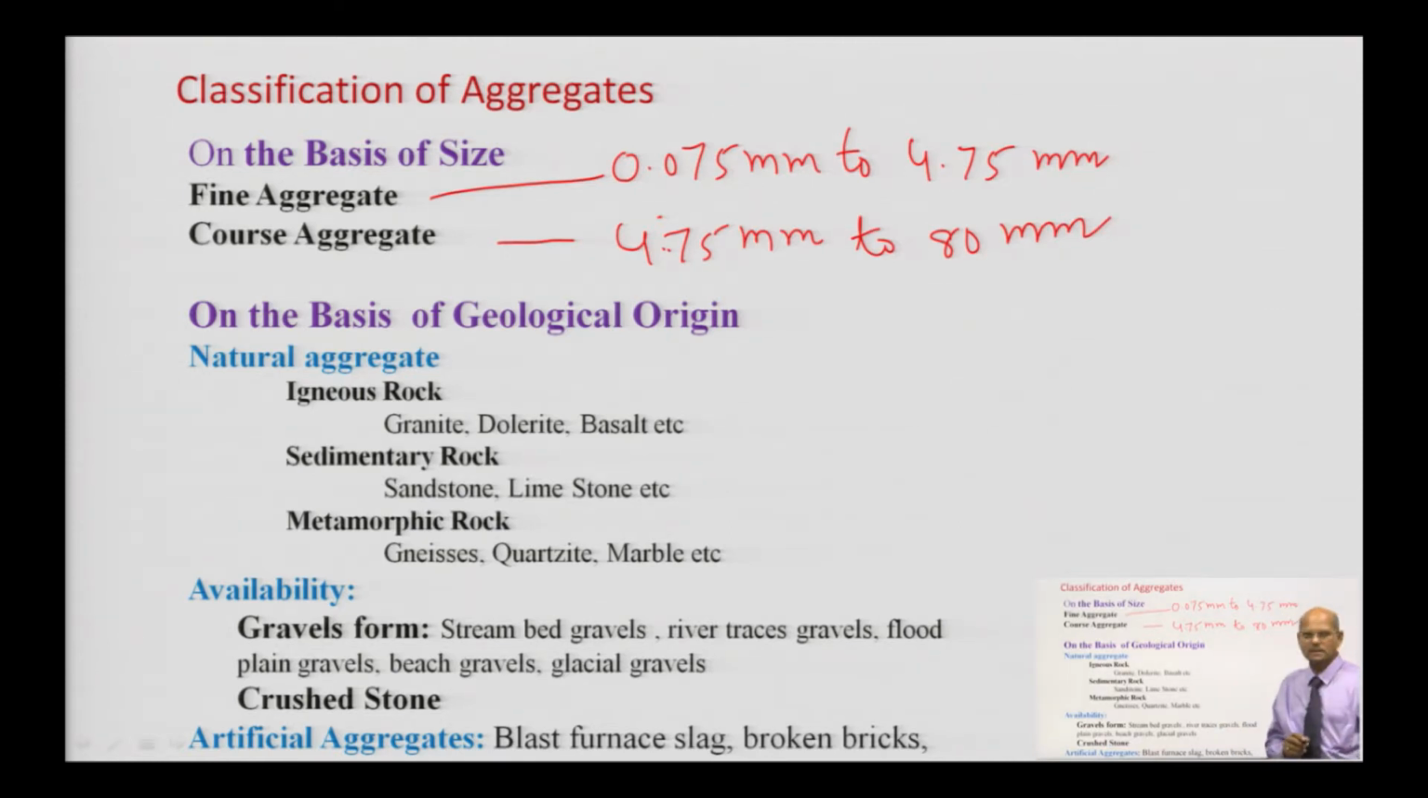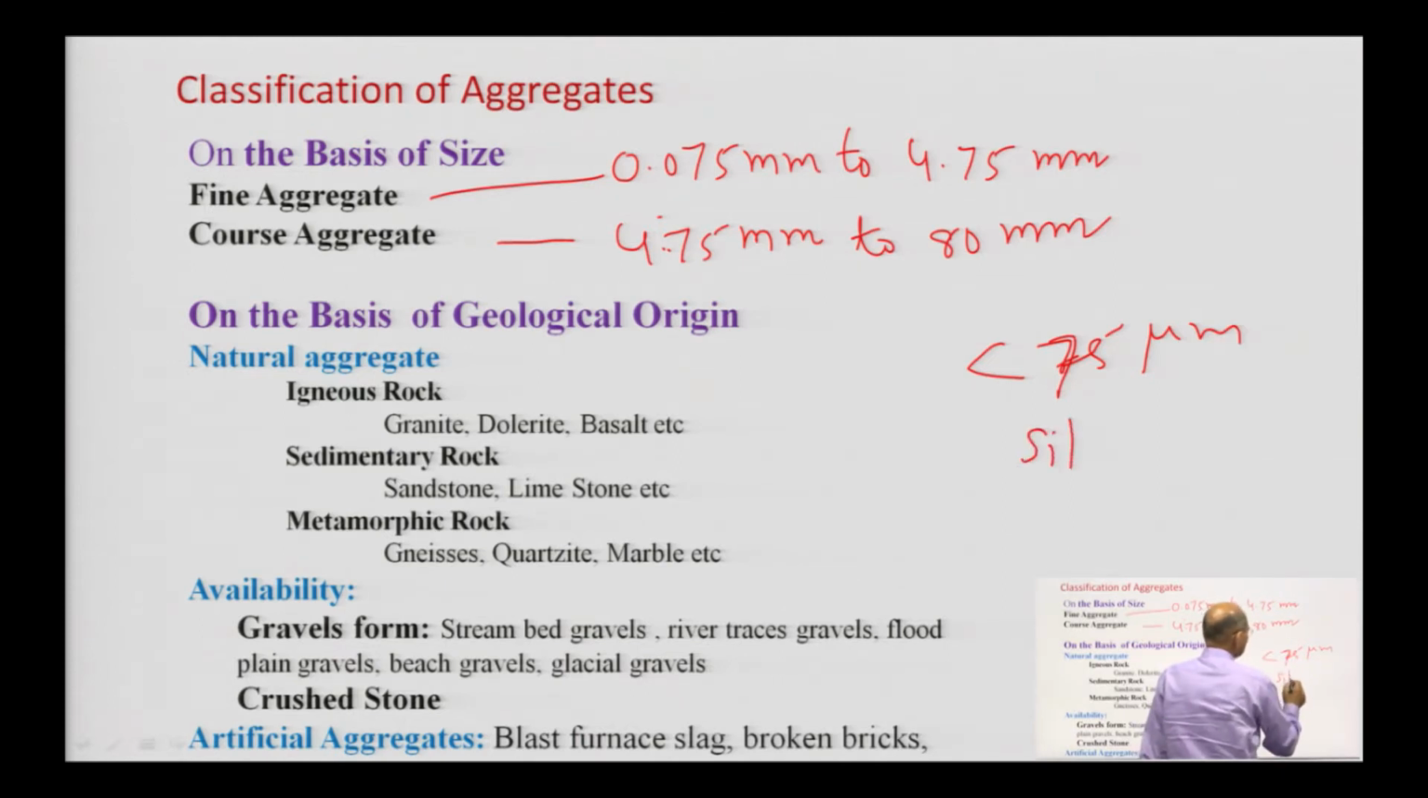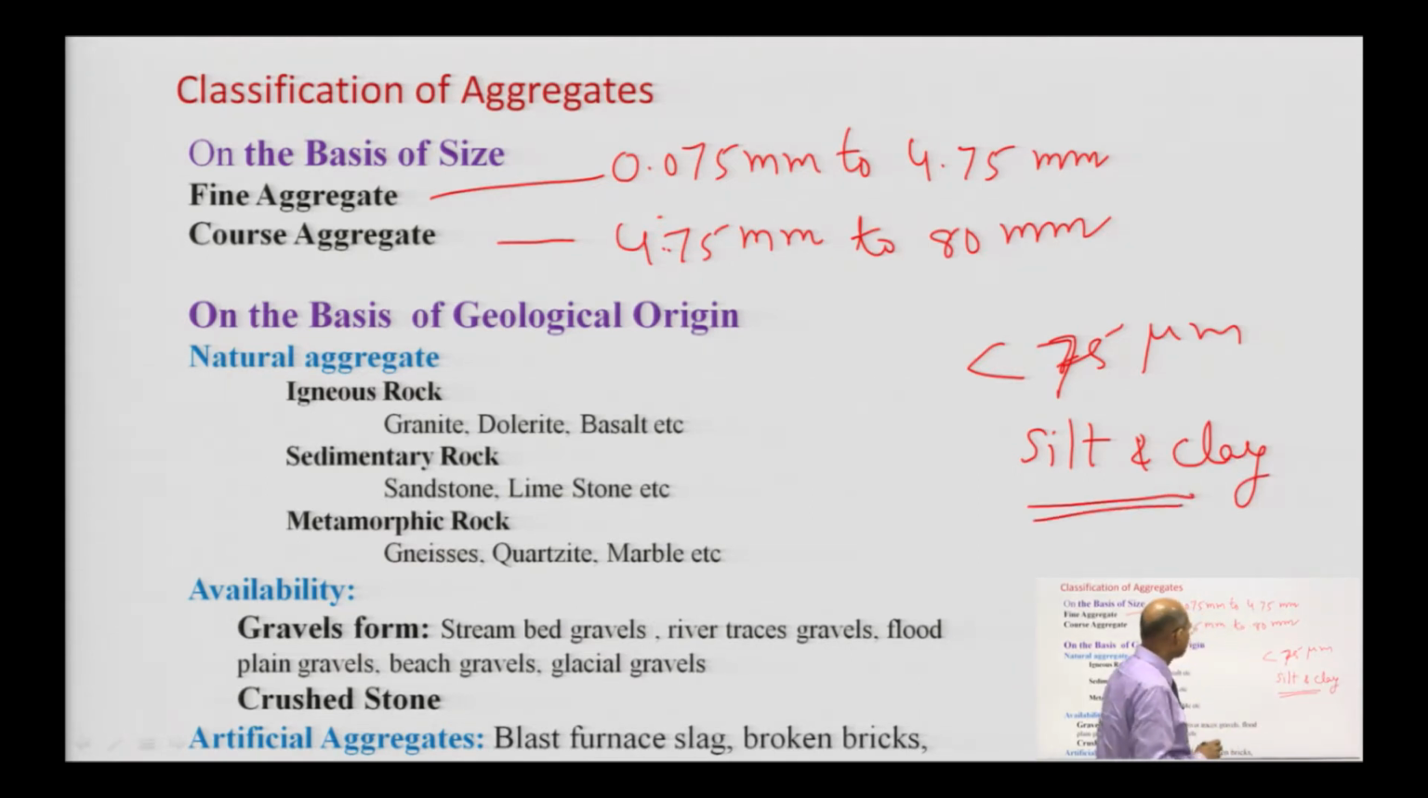This particle size is very important. The main idea is we should have all types of particles available in the concrete, ranging from 0.075 mm to 80 mm. Particles less than 0.075 mm, less than 75 micrometer, will be silt and clay. This is a harmful constituent, so we have to see that it is within the permissible limit, and their percentage should be very low.